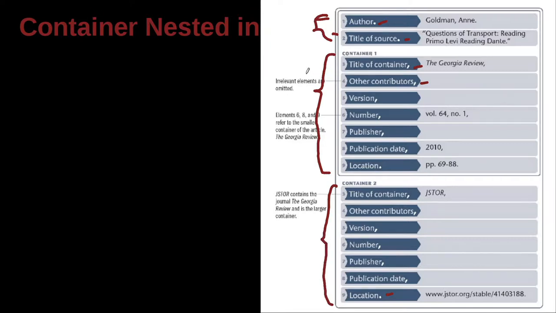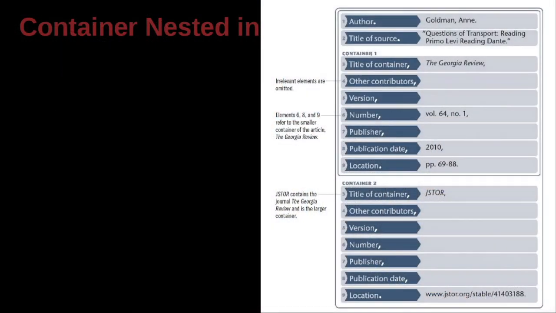So for example, you could have an article, your article is inside of a journal, and your journal comes from a publisher. Or your journal could come from another container, such as JSTOR, that's the database you got it from. So what MLA is telling us with this kind of graphic is, the more information you can put in for each one of these spaces, the better. The more that you can explain where this is from, the better.